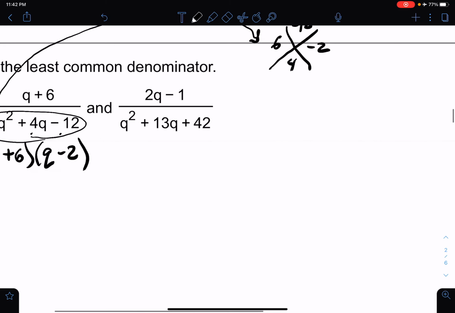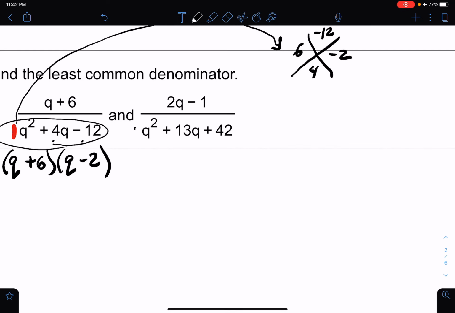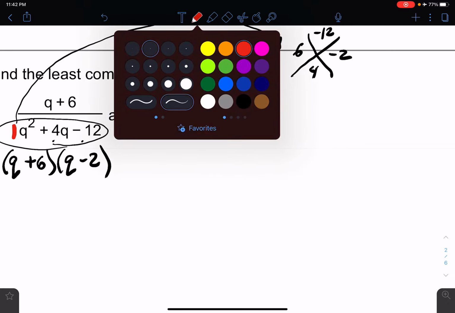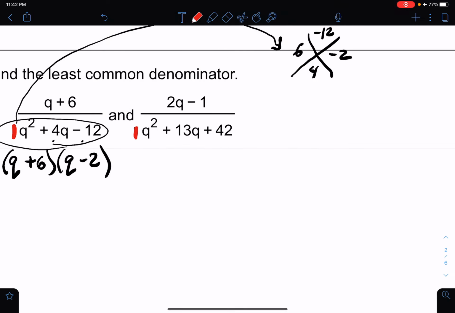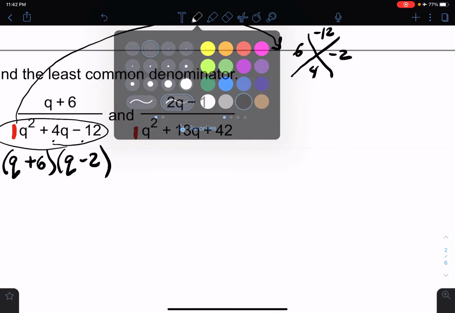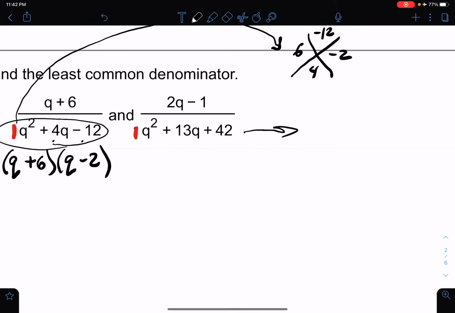Okay, next one, I need to factor this guy right here, and I'm once again pretty pleased that there is a 1 in front. So then all I have to do is find out what multiplies to 42 and adds to 13.